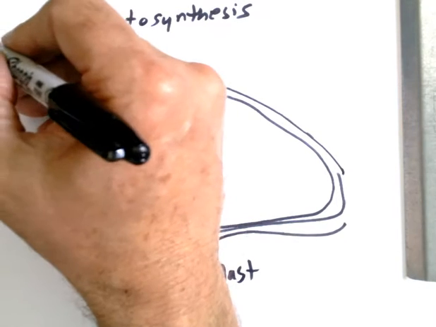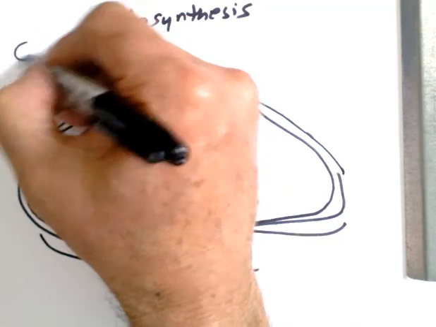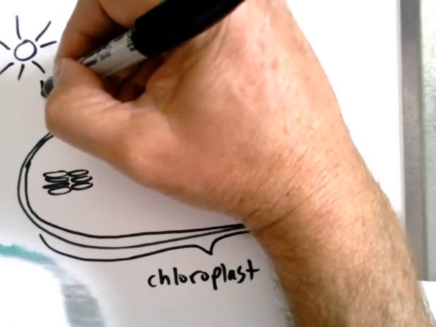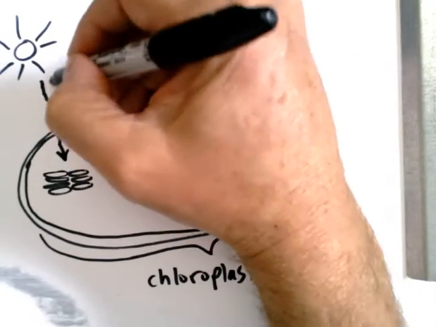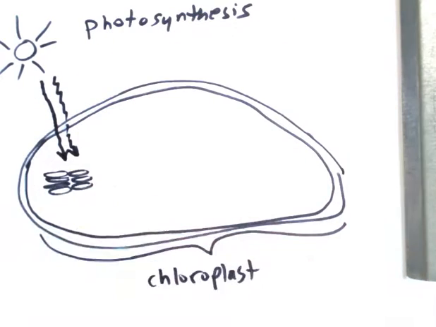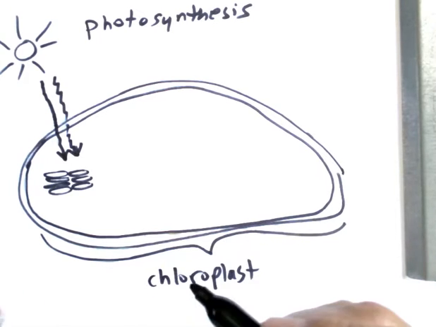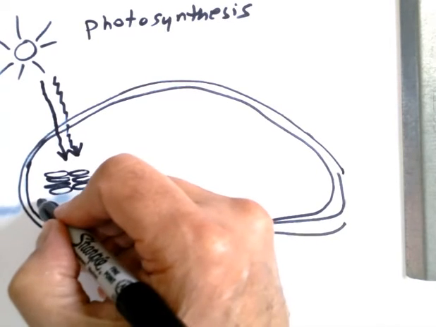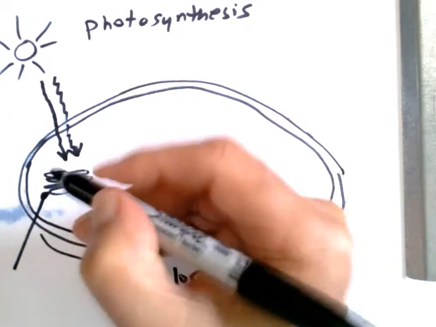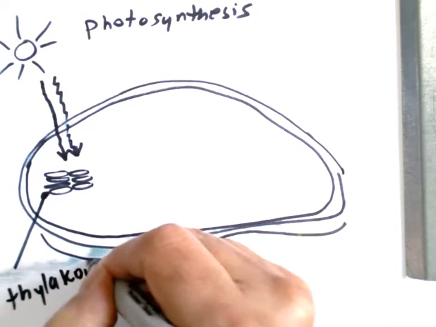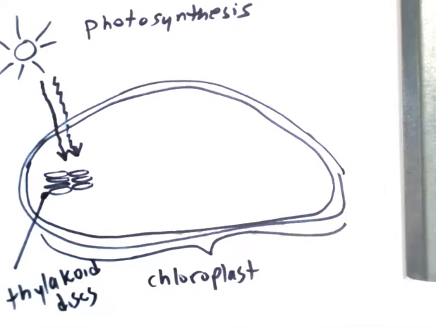I want to draw a sun in my picture here, so let's draw a sun here. It's going to be crucial to the storyline here. Let's draw some radiant energy going down to those thylakoid discs. By the way, I'll try to put a link below the video so that you can print this out if you want to. These are the thylakoid discs right here. Very good.